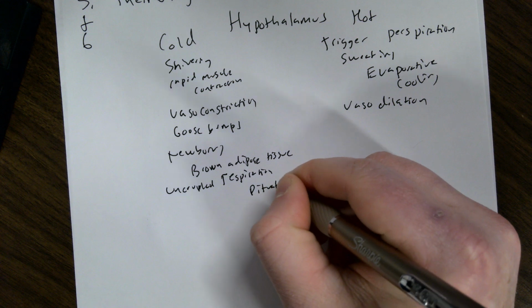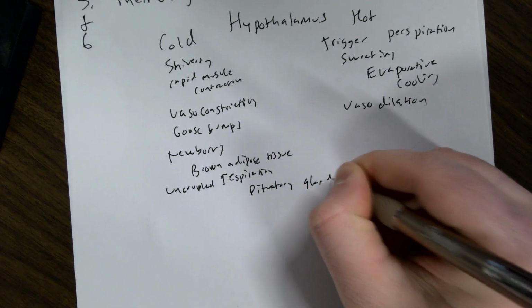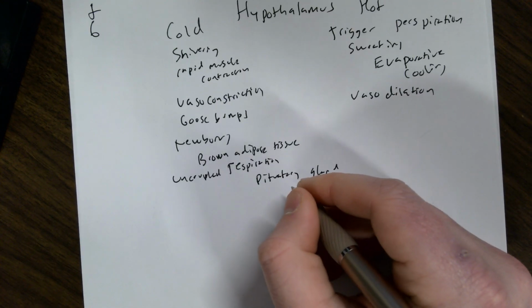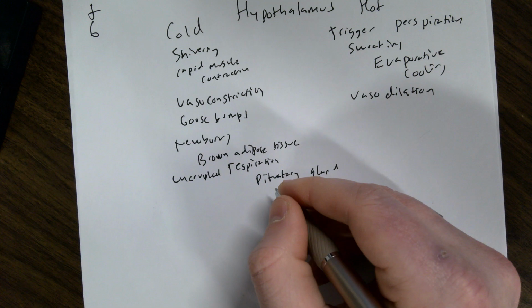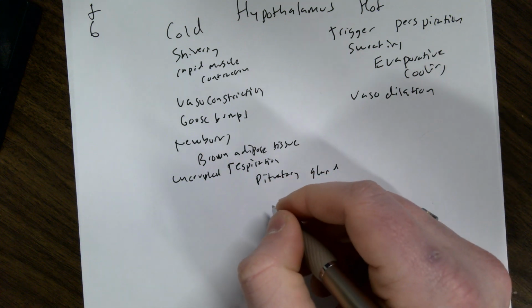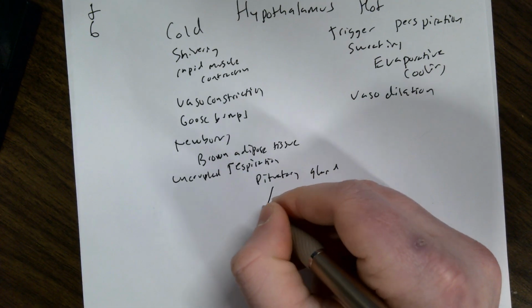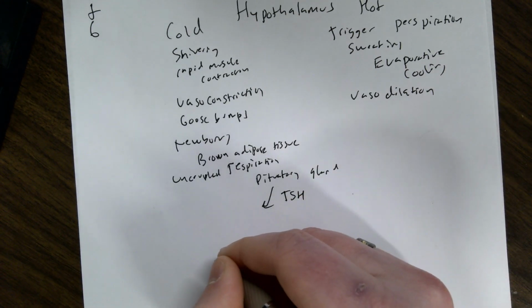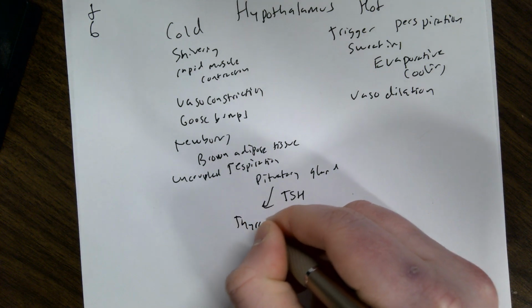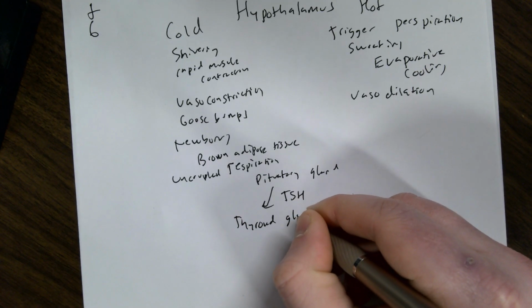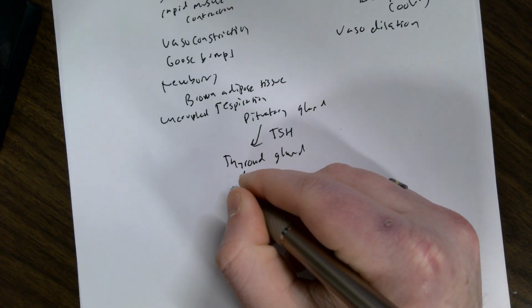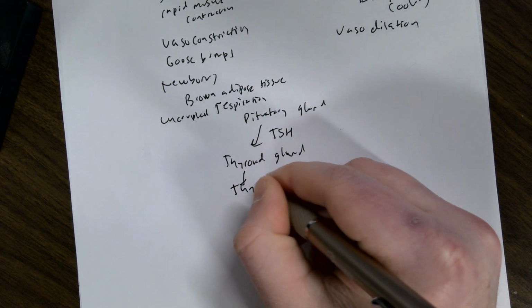The pituitary gland. So the pituitary gland and the hypothalamus are connected, but the pituitary gland will receive signals from the thermoreceptors. And what it does is it secretes TSH, or the thyroid stimulating hormone. That then acts on the thyroid gland and causes the thyroid gland to release thyroxine.